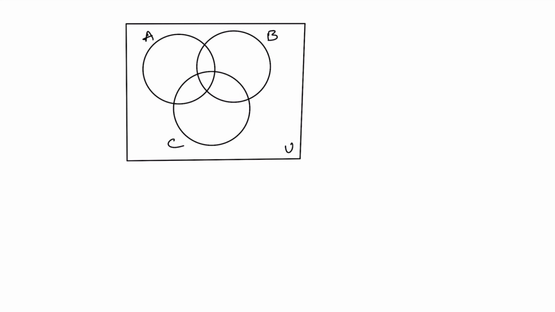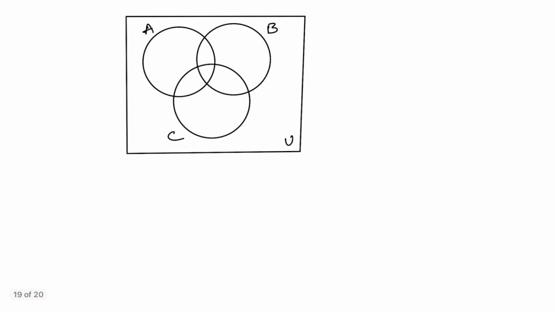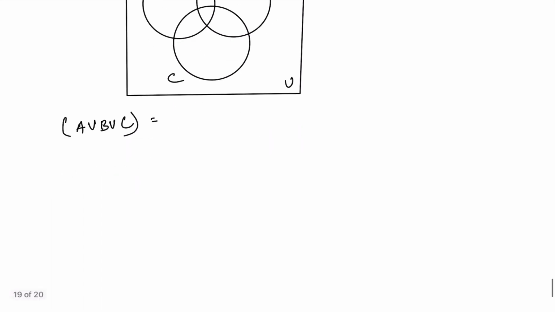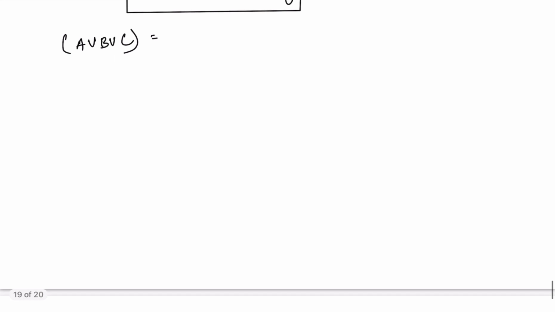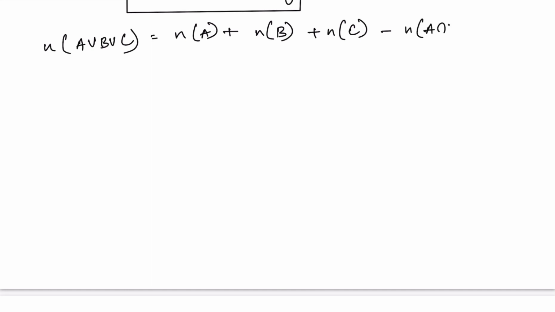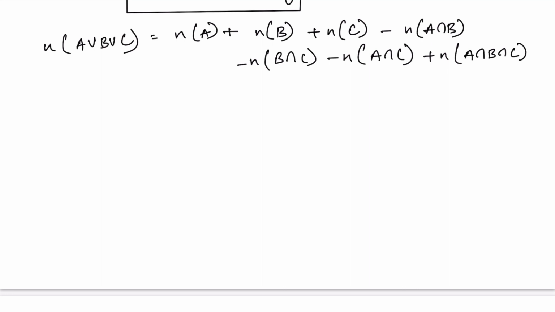So the formula for three sets is: number of elements in A union B union C is number of elements of A plus number of elements of B plus number of elements of C minus number of elements of A intersection B minus number of elements of B intersection C minus number of elements of A intersection C plus number of elements of A intersection B intersection C. So this is the formula.